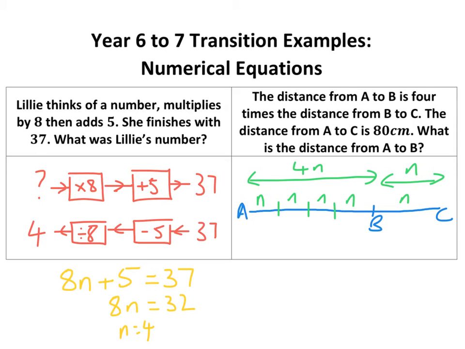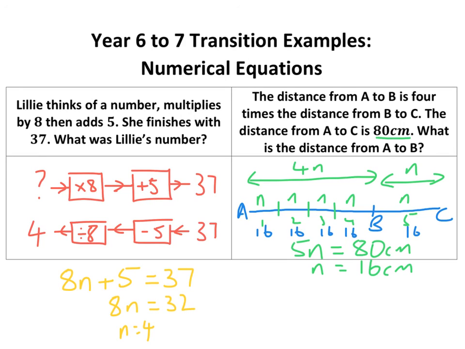So I've got the whole lot, and it tells me it's 80, there it is. And how many n's have I got? I've got 1, 2, 3, 4, 5 n's equal 80 centimetres. So 5 lots of something make 80. We end up with n being 16 centimetres, and 4 of them, so each of these here, and I'll do it back in blue again, each of these is 16, so we get 16, 16, 16, 16, and so I end up with 64.